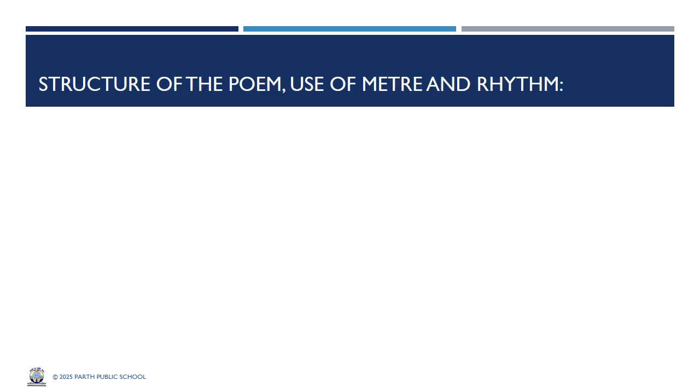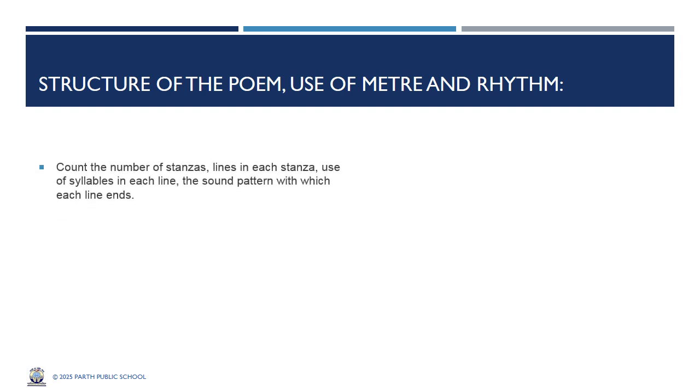So let us first see what is the structure of the poem, how the meter has been used, and how rhythm has been created. So to identify the structure, you have to see the number of stanzas in the poem, then how many lines each stanza has, and is there a correlation between these? Is there a pattern? Then you have to see the use of syllables in each line. And lastly, the sound pattern with which every line ends.